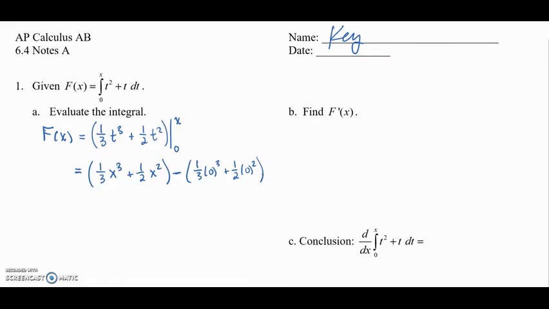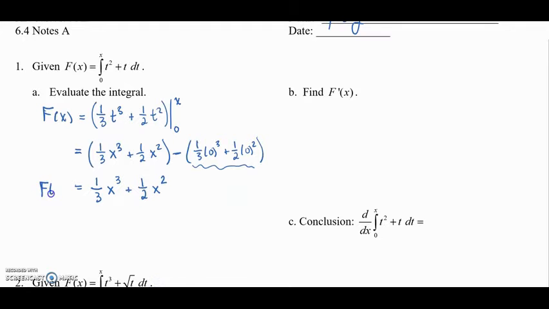And so in the end, what can we simplify? This whole part here on the right, 0, that's just 0. So in the end, that F of x that was given could just as easily have been written as 1/3 x cubed plus 1/2 x squared. So that's capital F of x, just written in a different way.